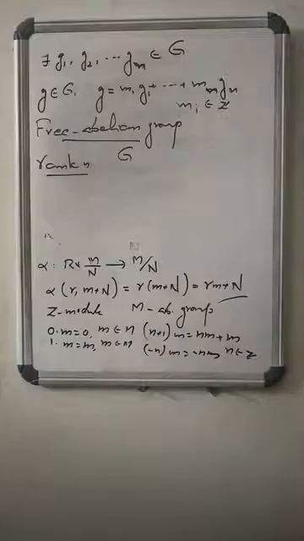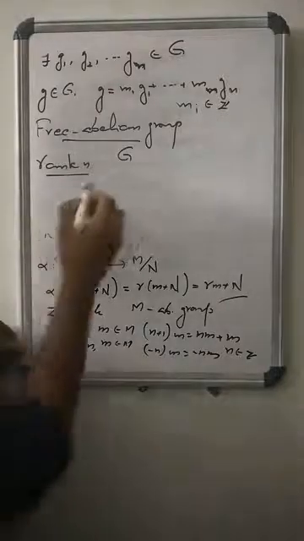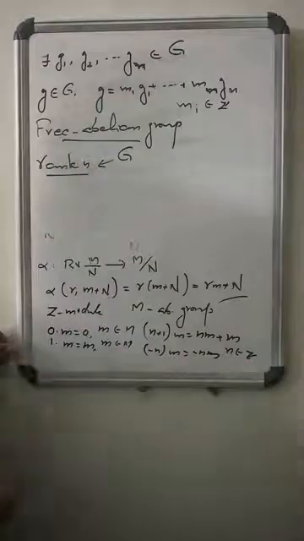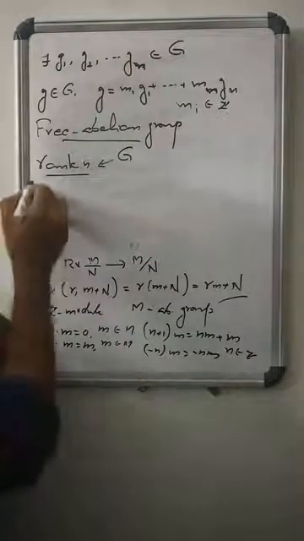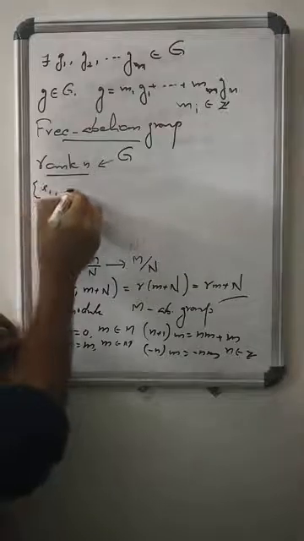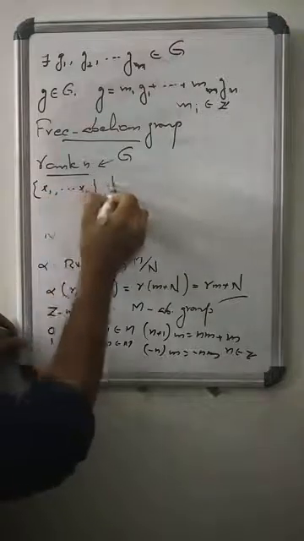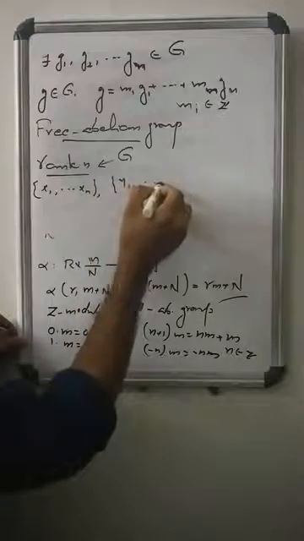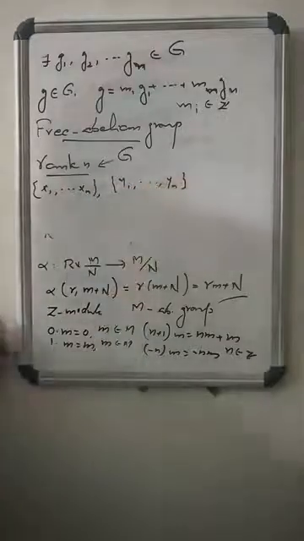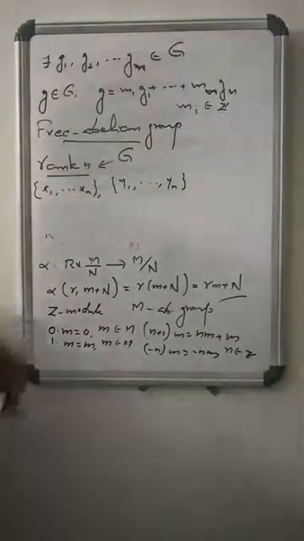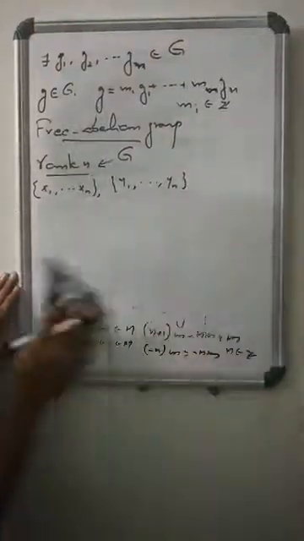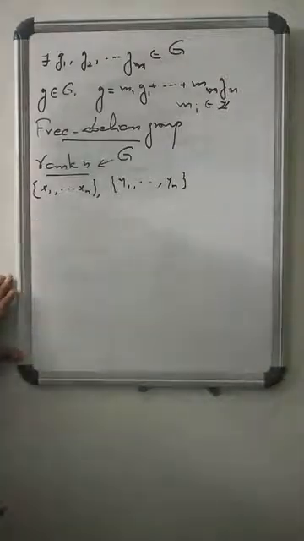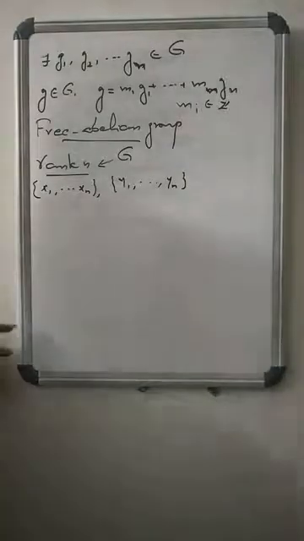Now, let G be a free abelian group of rank n. Let X be the set x1 etc. xn, and Y the set y1 etc. yn, both bases of G. Let x1 etc. xn and y1 etc. yn be bases of G. Then there exist some integers aij and bij.